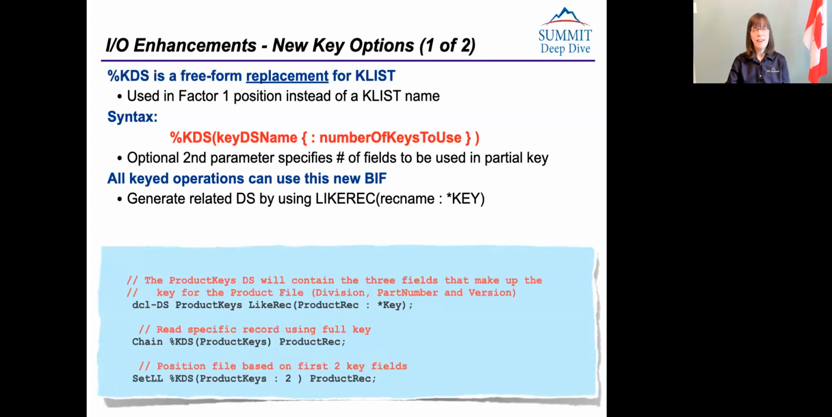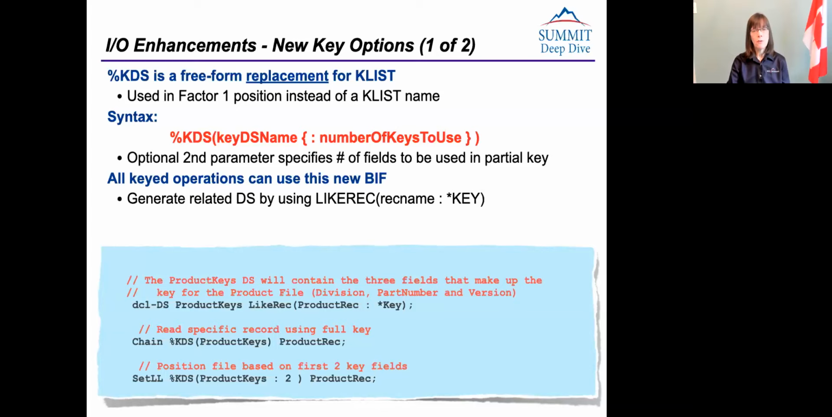The nice thing about it is that it allows you to specify just one data structure. And even if you want a partial key, you don't need another data structure to specify that. You can just say, like K-list, I want just the first two. So that's of the product keys down here. You can specify the number of fields in the key data structure you want to use. So this is really cool, but I have to confess that I don't use this one very often.